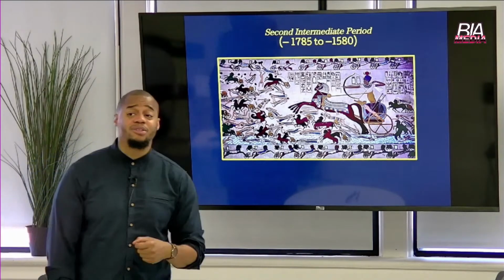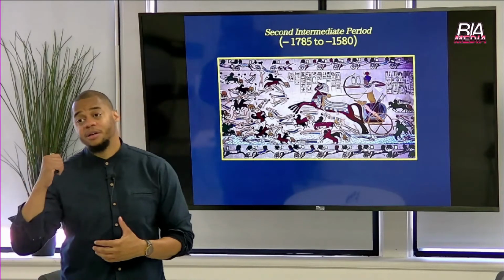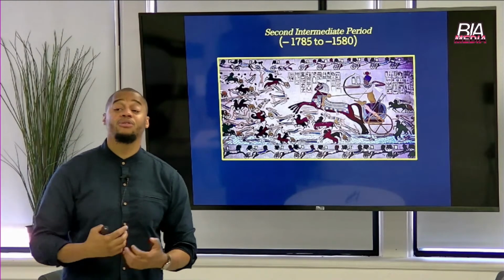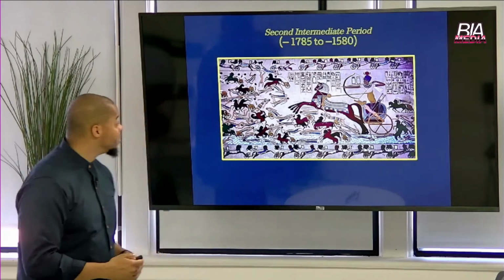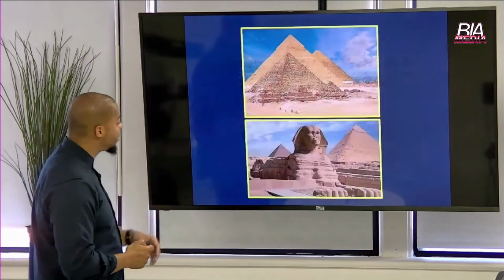Egypt is also dealing with problems in the south on its southern border, which is Upper Egypt. Because with the invasion of the Hyksos, you also have the rise of a stronger Nubia. Now let's talk about Nubia. And we're going to talk about Nubia before we get into the Old Kingdom.